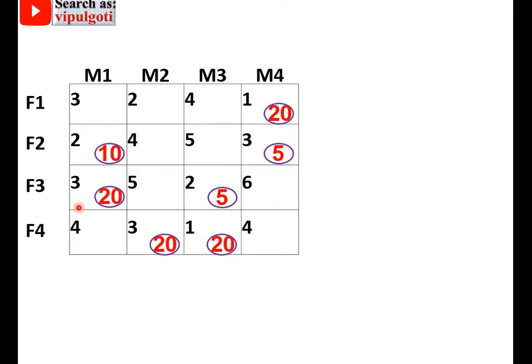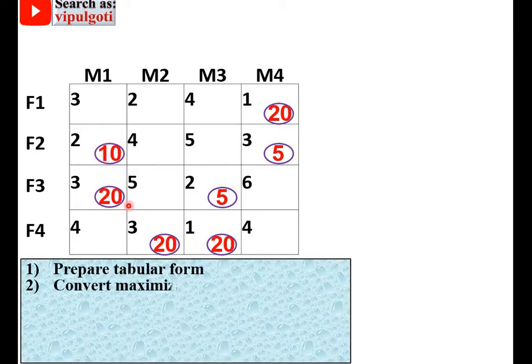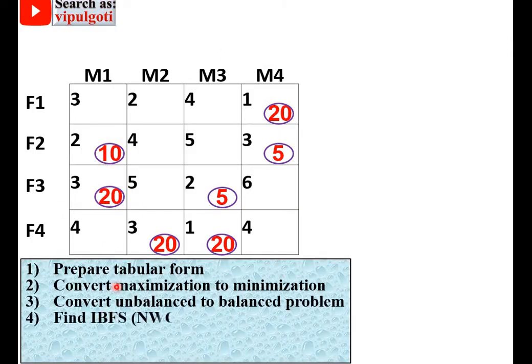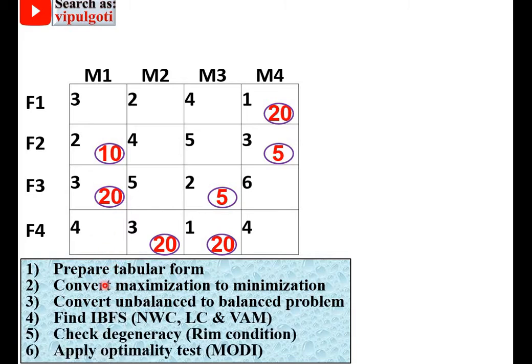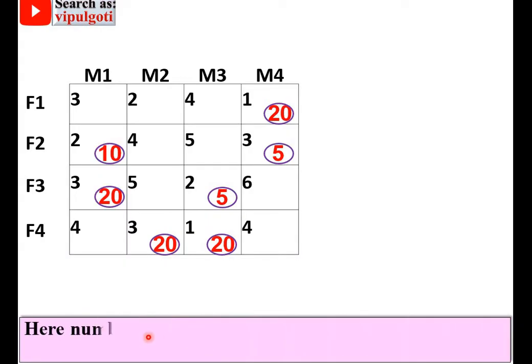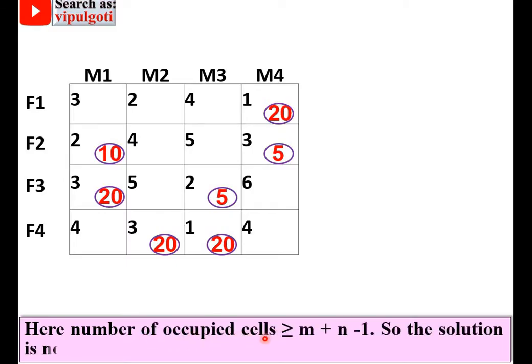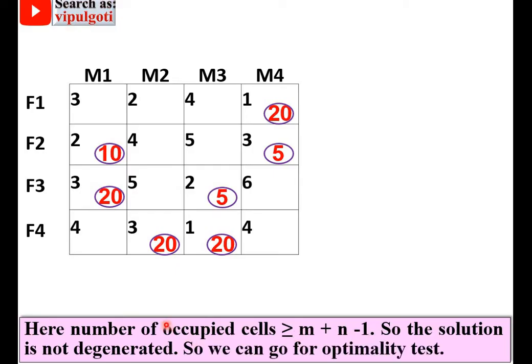So now we are going to apply all these steps to the given problem. This is the IBFS that is already given to you, and we have seen these steps for the transportation problem. Now follow the fifth step, check degeneracy, meaning the rim condition. Look at the rim condition: the number of occupied cells must be greater than or equal to m + n − 1. That is the rim condition.